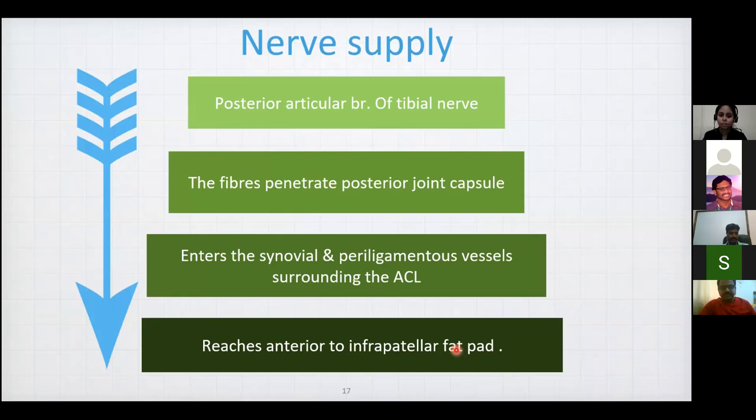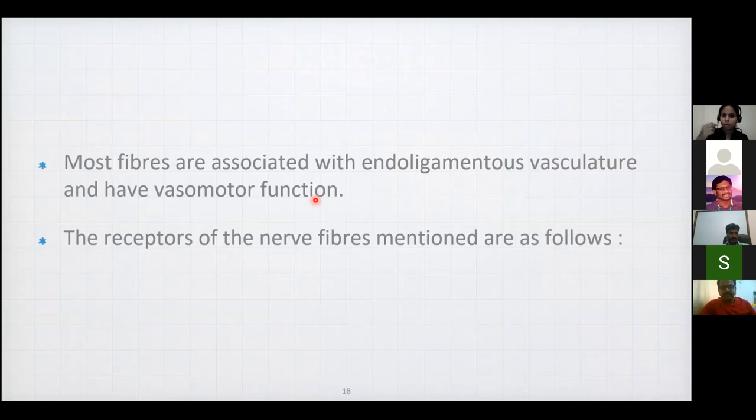Let us look at the nerve supply. The nerve supply also has a very clinical significance. So the major supply is the posterior articular branch of the tibial nerve. From there, the fibers penetrate the posterior joint capsule, enter the synovial and periligamentous vessels surrounding the ACL, and reach anterior to the infrapatellar fat pad. This was the course of nerve supply. Now, most of these fibers are associated with endoligamentous vasculature and have vasomotor function. The receptors of the nerve fibers mentioned, I'll mention in the next slide.